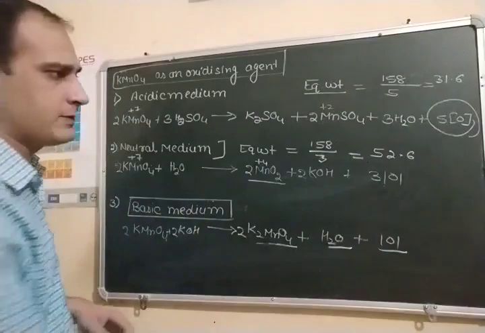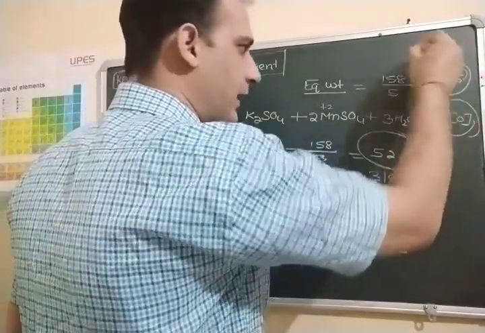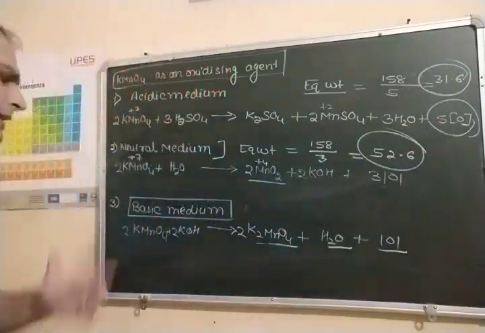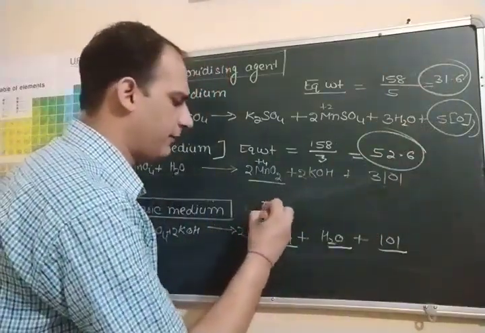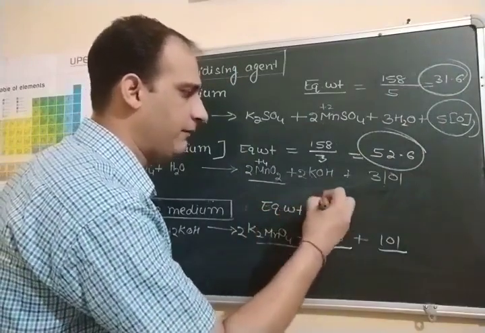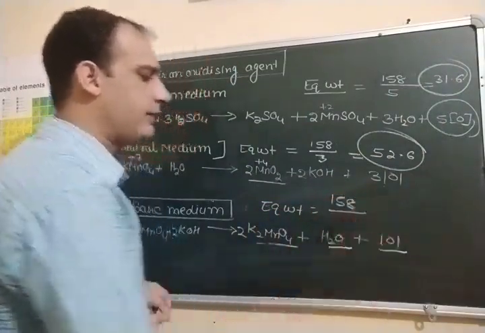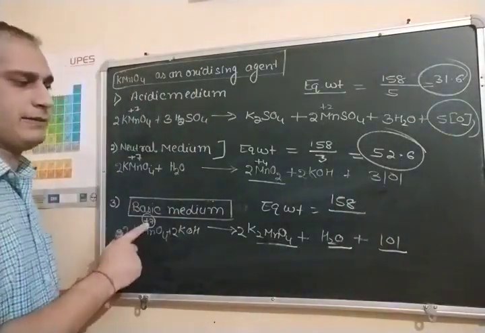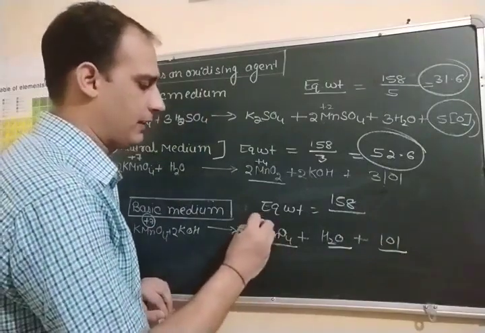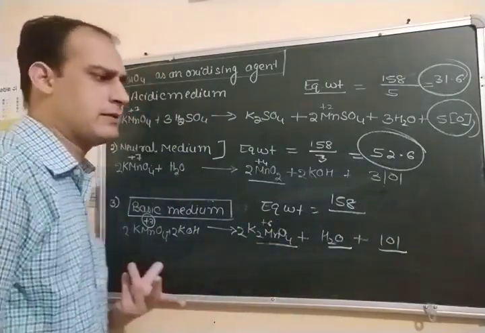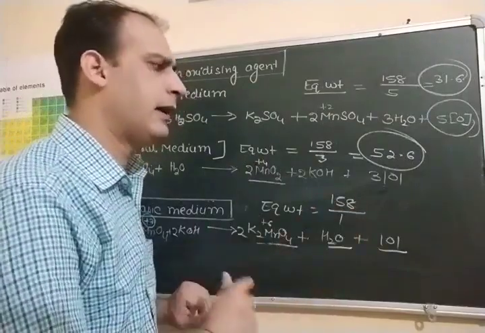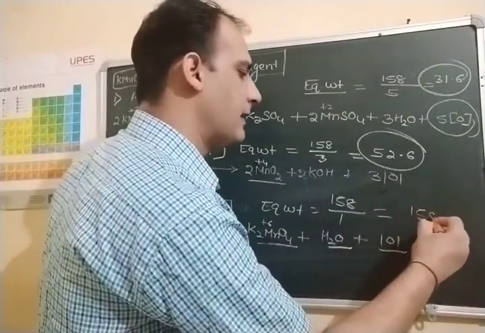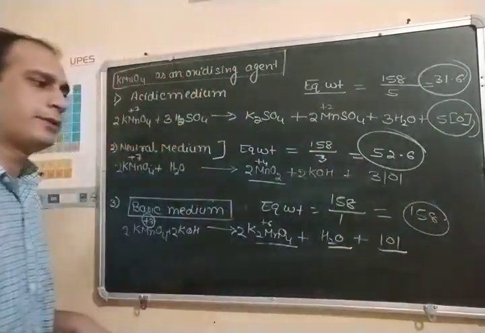oxygen. So you can find out the equivalent weight, as we have found out the equivalent weight in case of acidic medium as well as in neutral medium. And as far as the basic medium is concerned, equivalent weight of KMnO4 will be 158 divided by, now here manganese is having plus 7 oxidation state, and in case of K2MnO4 oxidation state of manganese is plus 6. So there is gain of only 1 electron. You will divide by 1, and equivalent weight of KMnO4 in basic medium will be same as equal to its molecular weight.